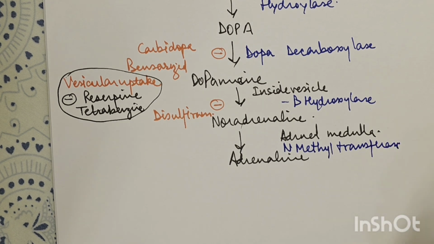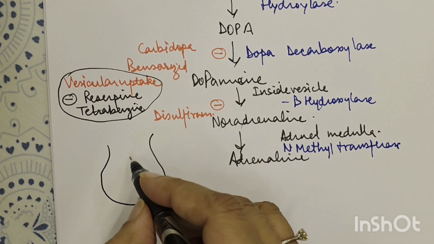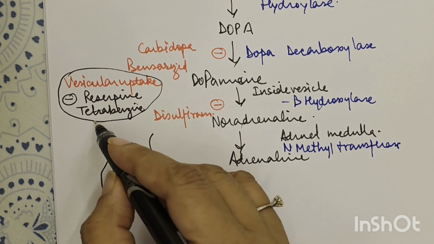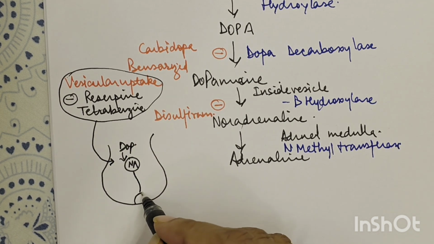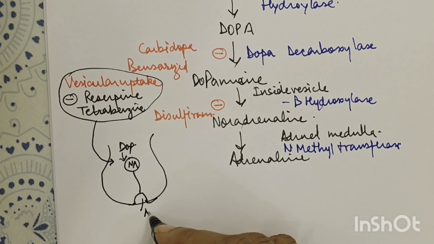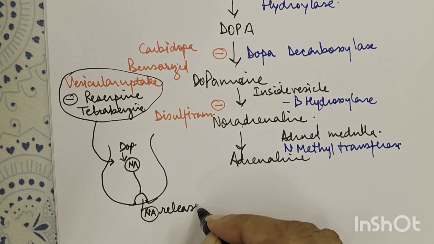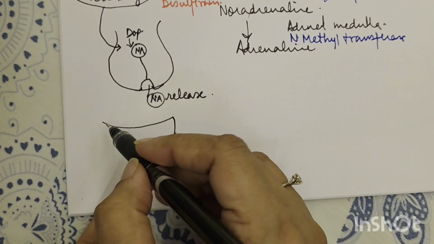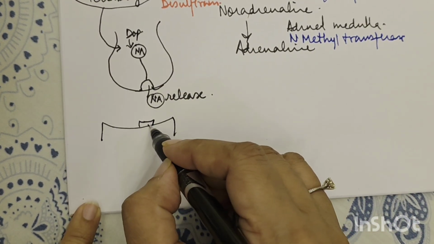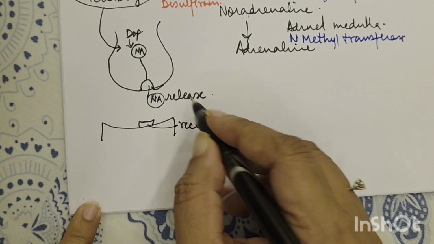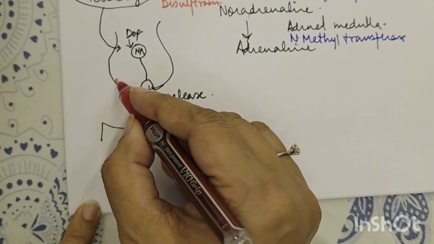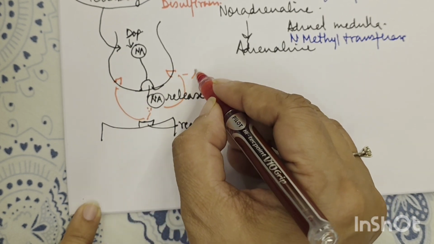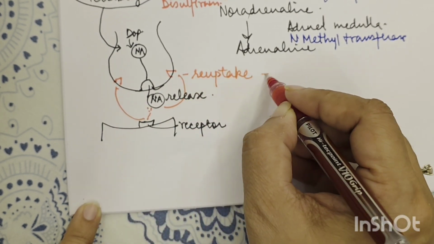Now this is the presynaptic terminal. Here is the vesicle, noradrenaline came into it; here dopamine was, and it entered the vesicle, which is inhibited by this drug. Now this goes to the surface and then is released. Noradrenaline is released, and this is the postsynaptic terminal. Here is the receptor on which noradrenaline will come and attach. Then it goes back, and this is called reuptake.